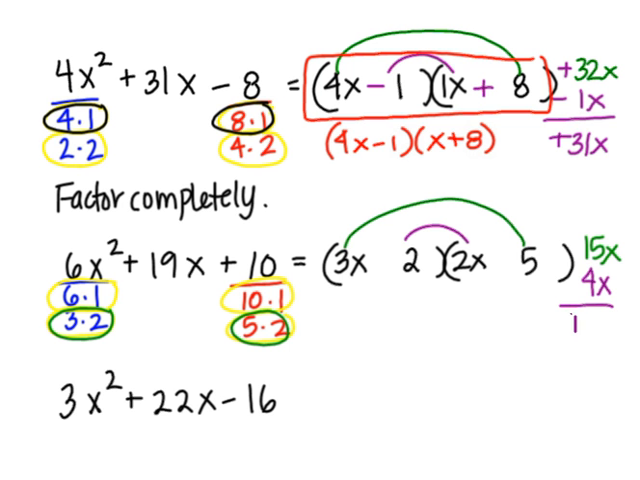15x plus 4x would give me a 19x if both terms were positive. So, looking at the signs in the problem, it does tell you that the signs are the same because it ends with a positive. That means the signs are the same, and that means they're both positive. So my answer is 3x plus 2 times 2x plus 5.